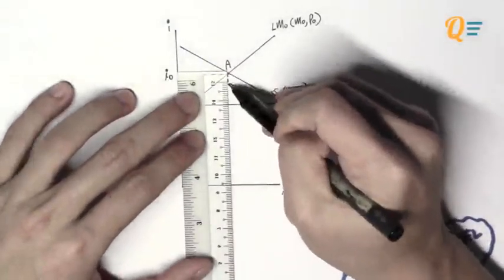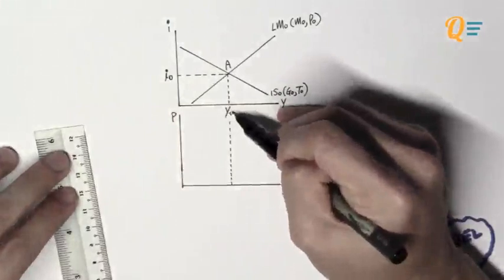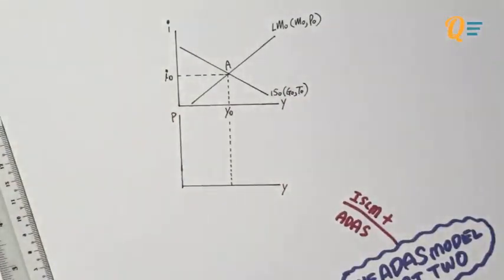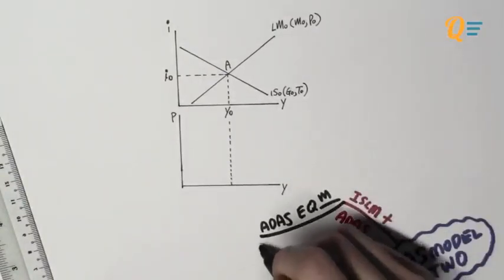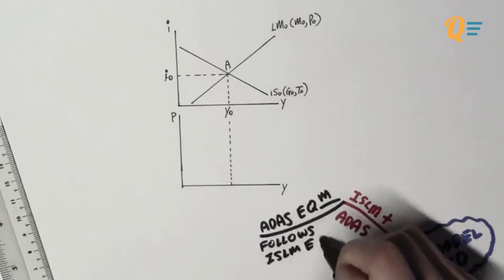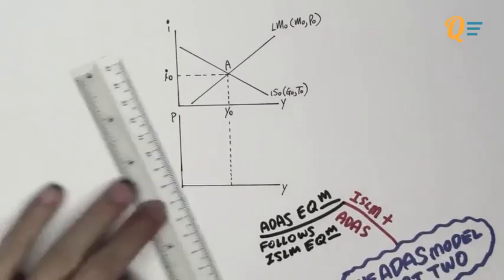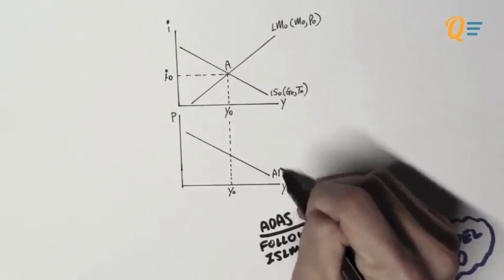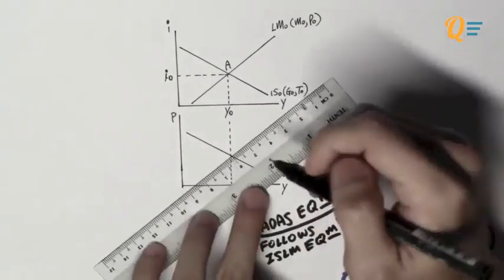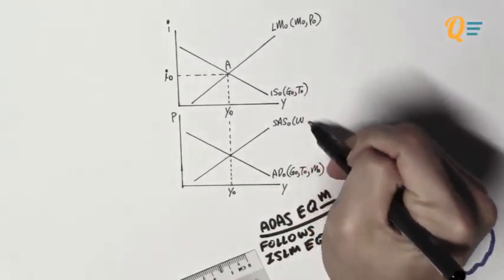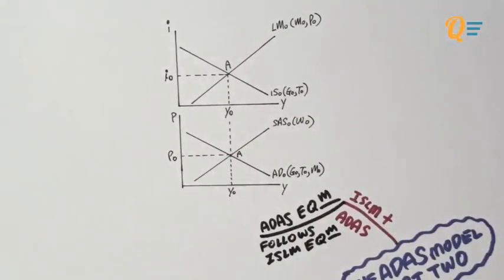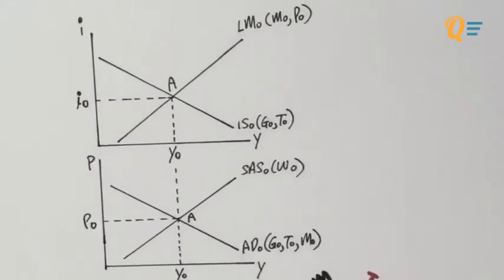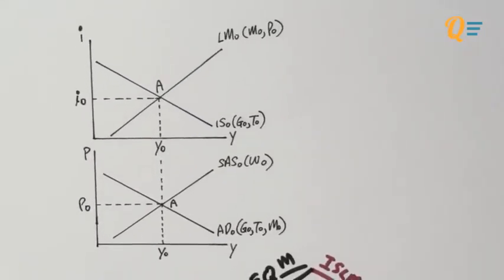So if an equilibrium in the ISLM model is going to create an equilibrium output of Y0, what happens is that the equilibrium output in the ADAS model is also going to be Y0. So that is what I mean by the ADAS equilibrium is going to follow the ISLM equilibrium. So when we draw our AD curve and our AS curve, what happens is that the equilibrium is going to be over here, okay, at point A, where the output is Y0 and the price level is P0. So just let me zoom in so that you can see this better.